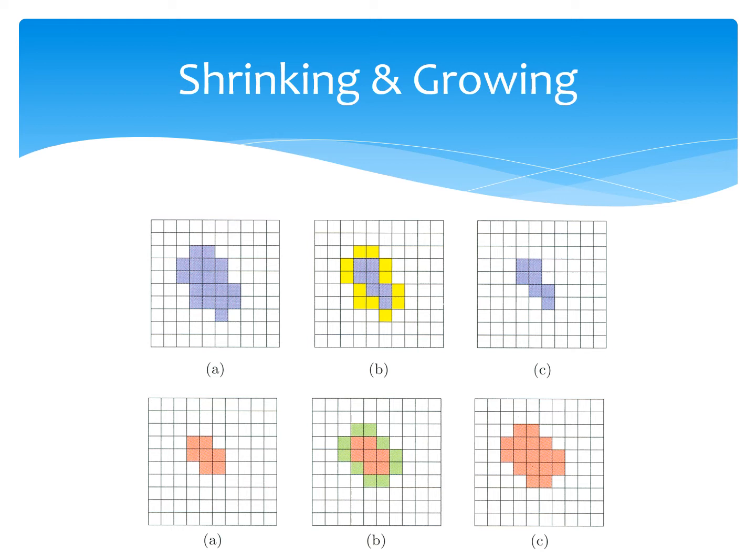Contrarily, the bottom row illustrates the growing process. Figure A shows a small segment. Figure B highlights the surrounding pixels of the segment, as shown in green. If we add the surrounding pixels as growing an onion layer by layer, we will obtain a larger segment as shown in figure C.